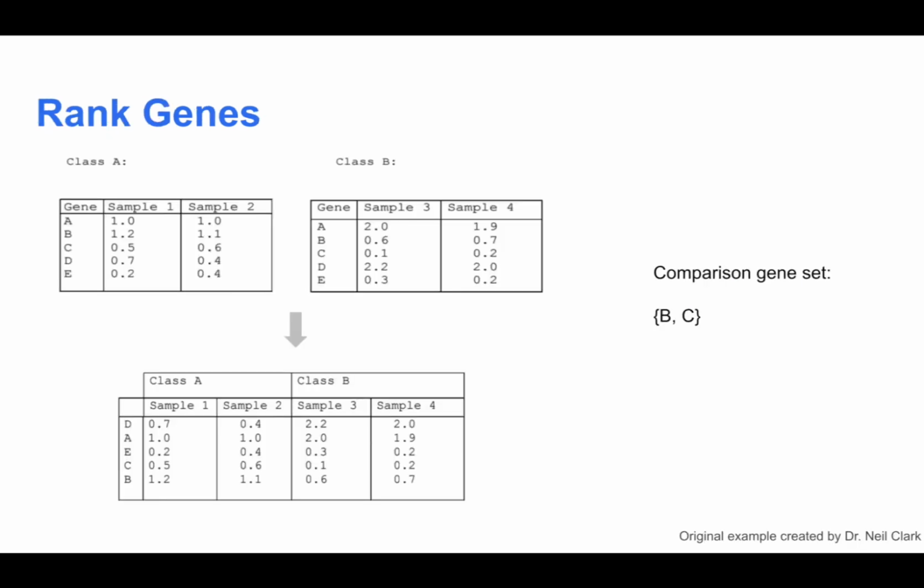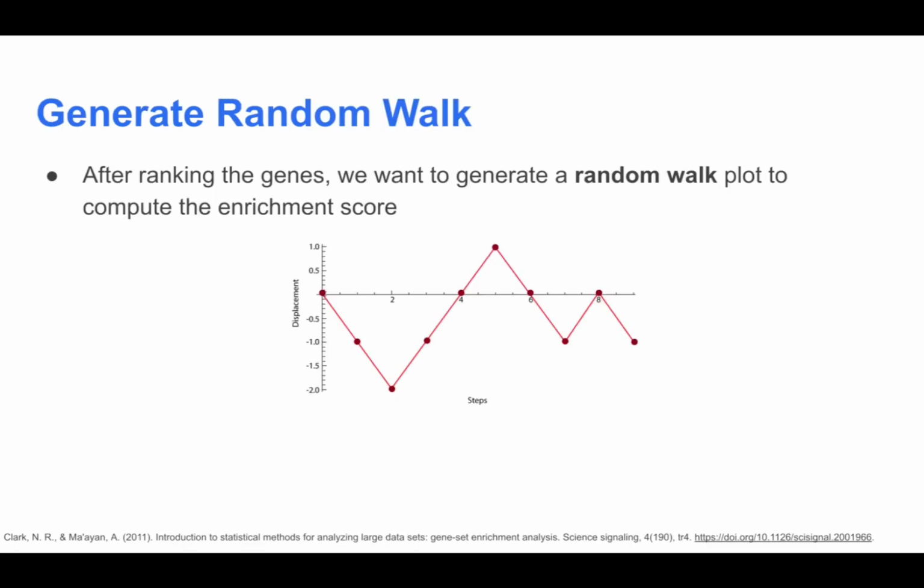So we can start with a relatively simpler example. Let's say that we have samples from two classes, A and B, that we're trying to compare. Then you generate a signature where the genes are ranked by their differential expression, and that was what was covered last lecture. So use any of those methods and you generate the signature. And now you want to compare your signature to a gene set, which, for simplicity's sake, we'll say is just the genes B and C in this set. After you rank the genes, the next step would be to generate this random walk plot to compute the enrichment score.